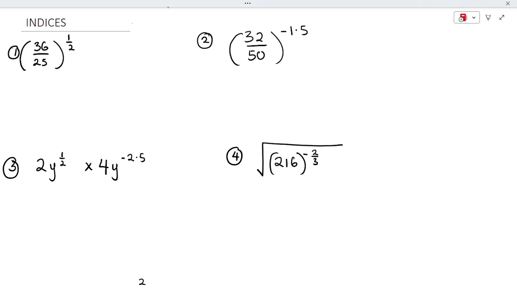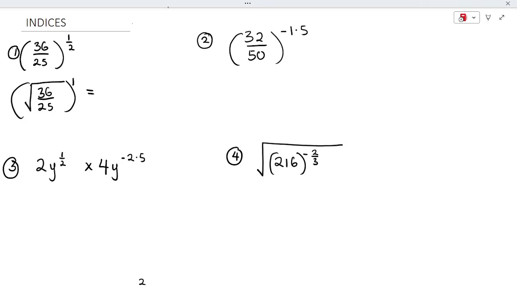Basically, you see that the power is a fraction. So what does that mean? The denominator becomes a root and the numerator remains a power. That simply means the 2 becomes a square root of 36 over 25, and the numerator remains a power. Now you know when 1 is a power, it makes no difference. So we can basically skip the 1 as the power.